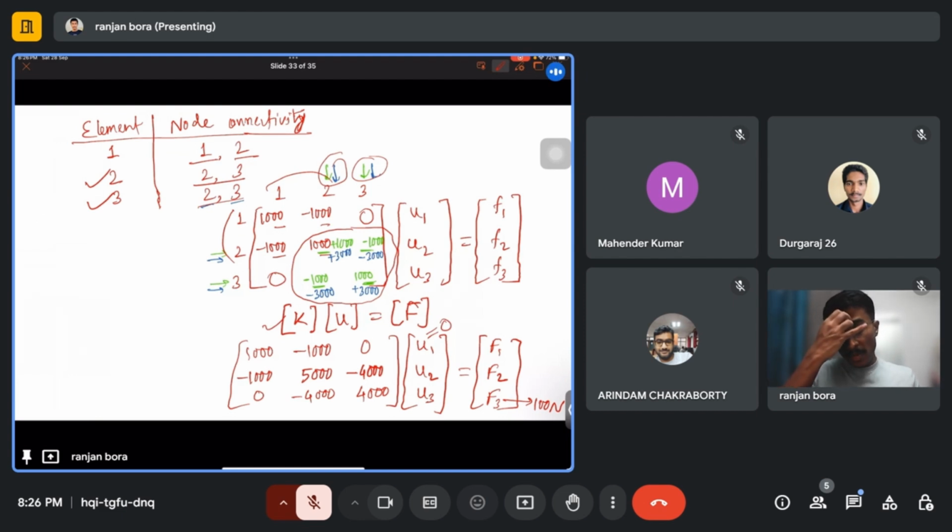In the next step, we eliminate the corresponding rows and columns. For the displacements which are 0, we eliminate the corresponding rows and columns. Here the first displacement is 0, so we'll eliminate this row and this column from this matrix. So after eliminating, how will it be?